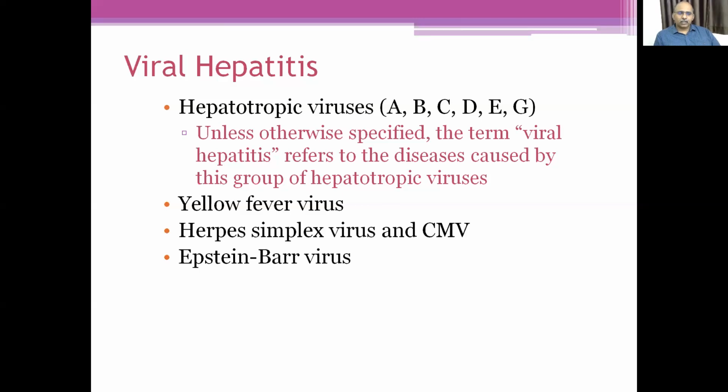Unless otherwise specified, viral hepatitis means it might be because of A, B, C, D, or E. Okay, other viruses can also cause hepatitis. Those are yellow fever virus, herpes simplex virus, CMV, and Epstein-Barr virus. Okay, so unless otherwise specified, viral hepatitis means A, B, C, D, and E.